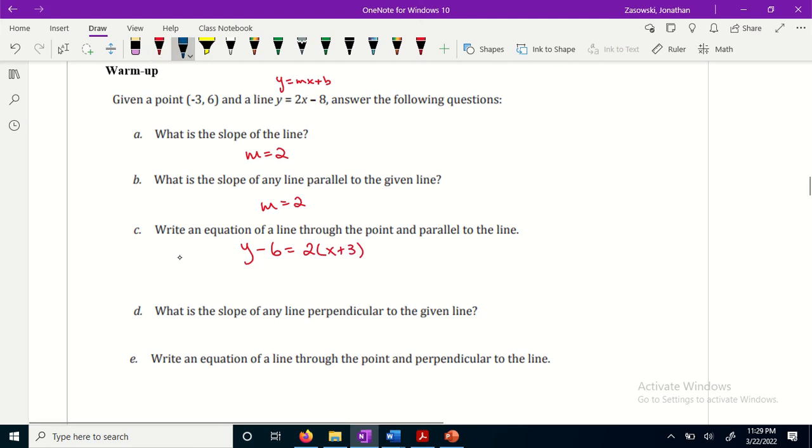Okay, letter D. What if we want it to be perpendicular to the given line? So remember, if the slope was originally 2, the opposite reciprocal, the perpendicular slope, is going to be negative 1 over 2. So we make it a fraction, 2 over 1, flip it and change the sign. So the equation of the line through the point and perpendicular to the line is just like this one, except we're going to swap out that slope. So y minus 6 equals, instead of 2, negative 1/2, and then x plus 3. All right, great job.